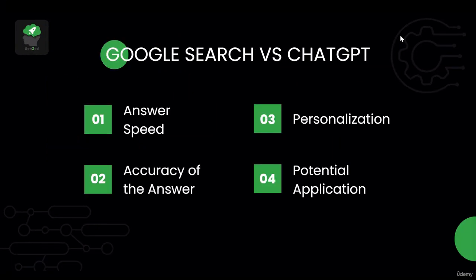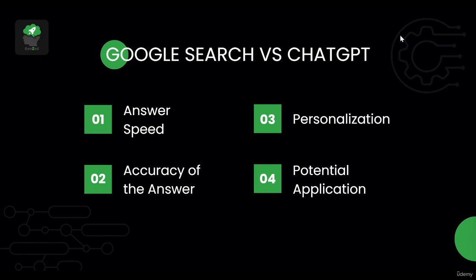Hey there, welcome to this module. In this module, we'll compare Google Search and ChatGPT. When it comes to finding information online, there are only a handful of major players in the game. On one side, we have Google Search, a tested search engine that we've all come to know and love. On the other hand, we have ChatGPT, a powerful AI language model that has been making waves in the tech world. So which one should you use?